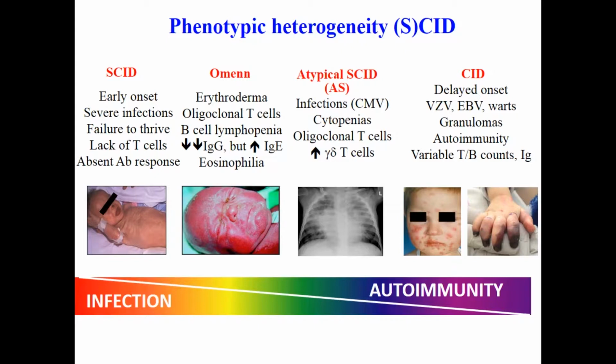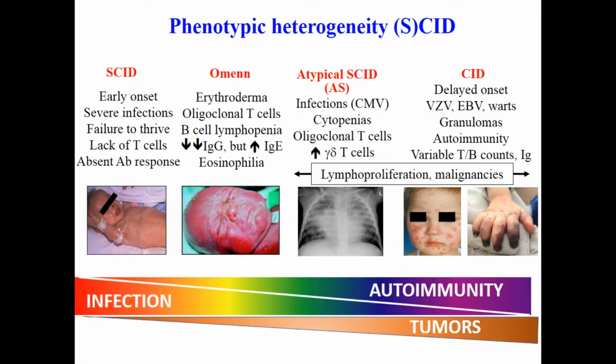So if you have a typical form of SCID, what really is the hallmark from a clinical standpoint is infections. And unfortunately, these infants have very severe infections early in life. With newborn screening now, we're able to identify them properly and prevent as much as we can infections and refer them to bone marrow transplant as soon as possible. With patients with CID and the atypical SCID, we are in a situation where the clinical manifestation is a mixture of infection and autoimmunity, and autoimmunity may even prevail in some of these patients, especially in those with CID. So we're talking about a different kind of clinical presentation.